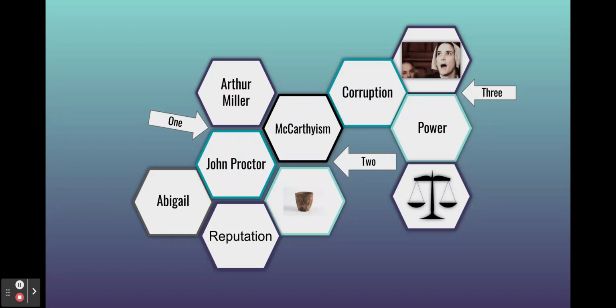So what you're looking at here is a hexagonal thinking map that is completed about The Crucible. So you'll see I've got the author's name, I've got some thematic terms like corruption and power, I've got the idea of McCarthyism, some character names. I've got a GIF from the film, and so my students would recognize the scene. It's a scene where the girls all claim that they are seeing a bird in the courtroom and everyone really loses it. I've got some images. So an image of a crucible, an image of the scales of justice.